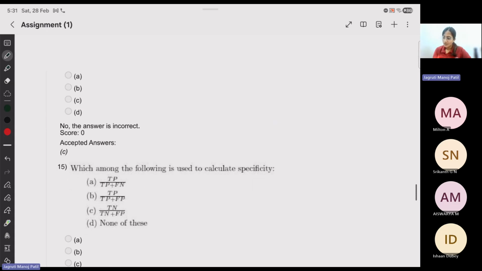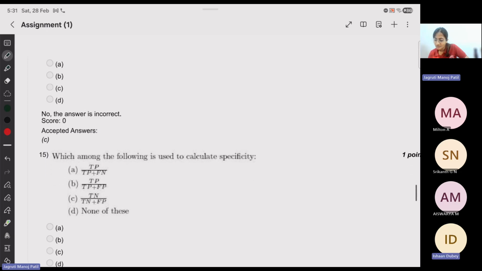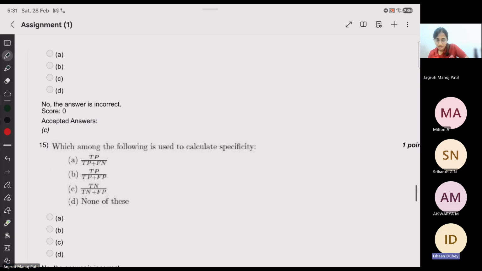This is simple. Now you want to compute specificity here. What is specificity about? It's about true negatives, with respect to your negatives and positives ratio.